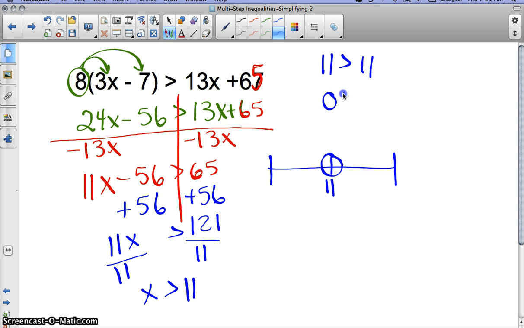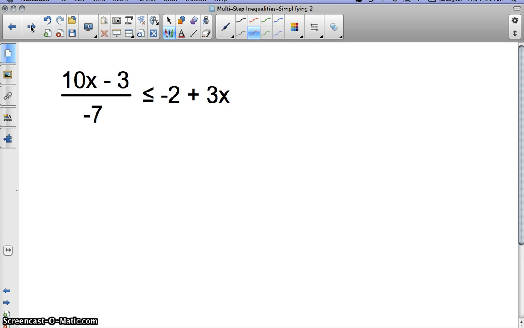Plug in another number. My easy number is 0. You can choose any other number you want. Is 0 greater than 11? That is a false statement. Since it is a false statement, I don't want to go towards 0. I want to go away from 0. Color in the direction opposite of the direction of 0. So pretty straightforward stuff. Just remember, you need to simplify first.